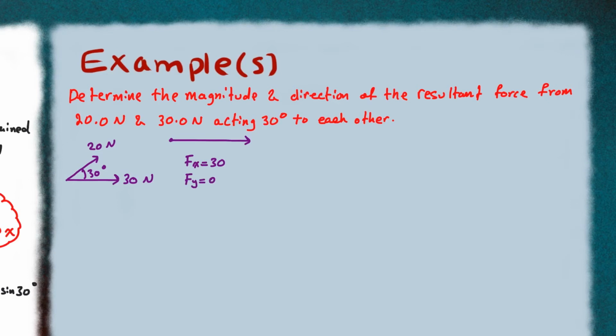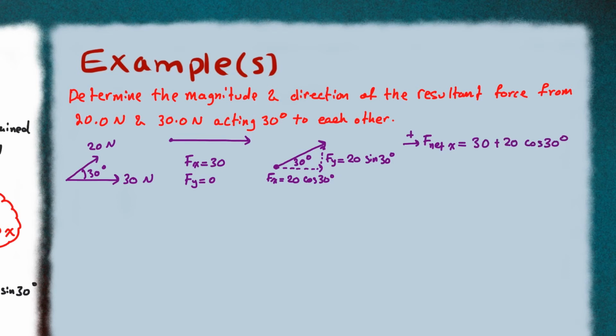So the 30 newton force will only have an x component of 30 newtons, and the 20 newton force will have an angle of 30, so its horizontal component is adjacent, taking 20 cos 30, and the y component is the opposite, so it therefore is 20 times sin 30. Next, we're going to write the net force equations in the x direction. So Fnet x, taking right to be positive, is equal to 30 plus 20 cos 30, because the x component of the second force is going to the right, and that gives us approximately 47.32.